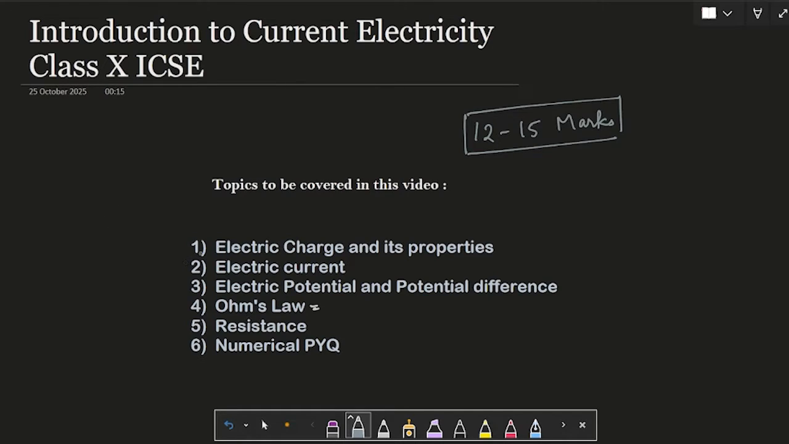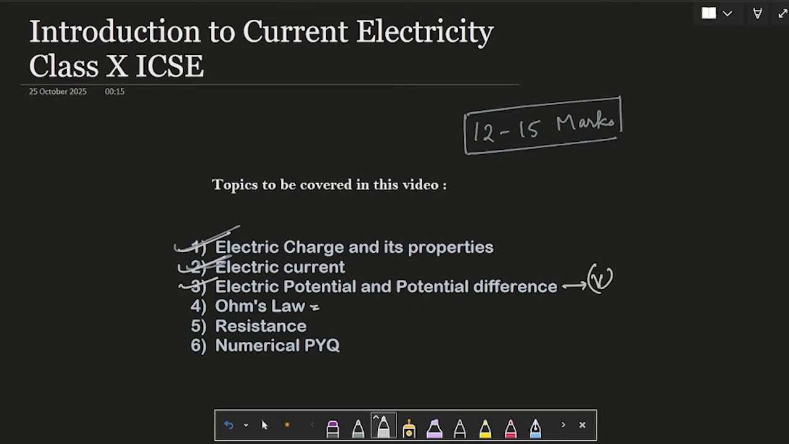Firstly, we are going to study about electric charge. That's the fundamental thing we need to study before diving into electric current, which is what the chapter is all about. After that, we are going to study electric potential. So first electric charge, then electric current, then electric potential. Electric potential is something we are going to study for the first time here, but it is a new physical quantity that is a prerequisite, a must, for having electric current.